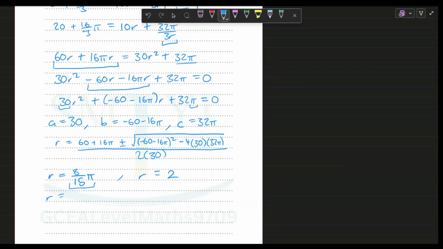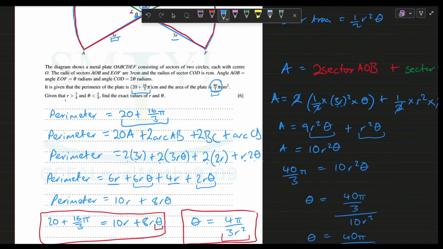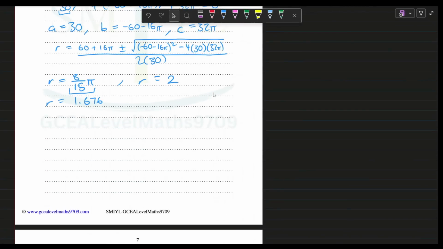Okay, I think we're at a condition that would allow us to disregard one of these two values. I just want to get an approximate decimal value for 8 over 15 pi, so we can see if we can accept it. This is 1.676, and we've got r is 2. We are told that r must be greater than 7 over 4, and 7 over 4 is 1.75. So this means we are disregarding the 8 over 15 pi since it's less than 1.75, and we can say that r is equal to 2.